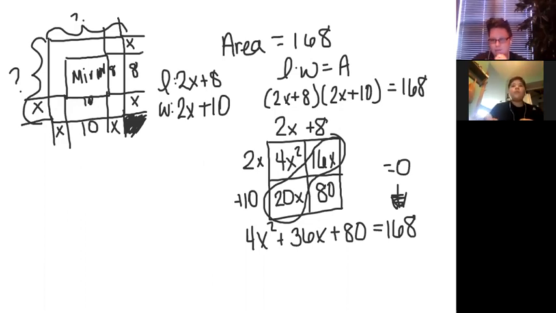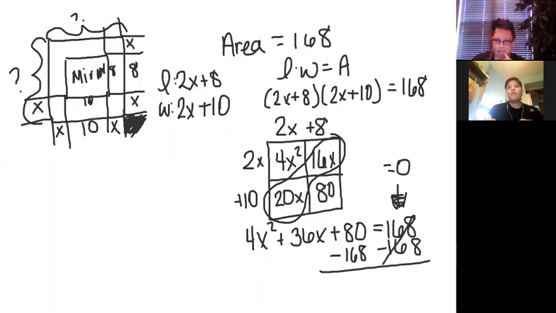So the idea is that I have to get rid of the 168. So I'm going to subtract 168 from both sides. And then I'm going to move, well, I think I got a little bit of room. 4x squared plus 36x minus 88.